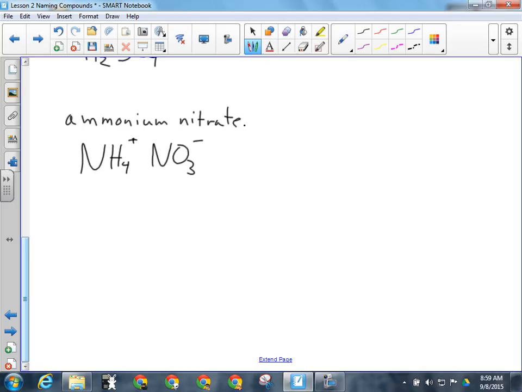Okay? Incidentally, this stuff, if you've ever used a cold pack, one of those ones where you pop the little water bladder that's inside, and then shake it up, it gets cold. Okay, the stuff that you can hear shaking in there, the crystals, that's ammonium nitrate. When it reacts with water, it gets cold. Okay, so it comes in pretty handy actually. It's quite soluble in water.